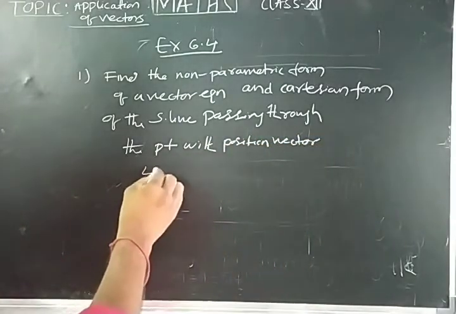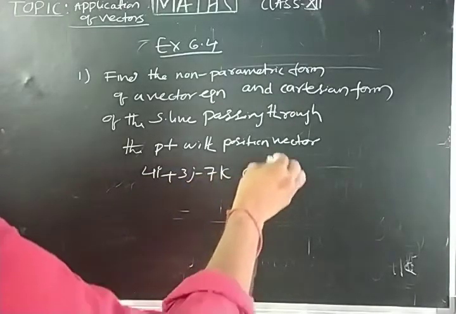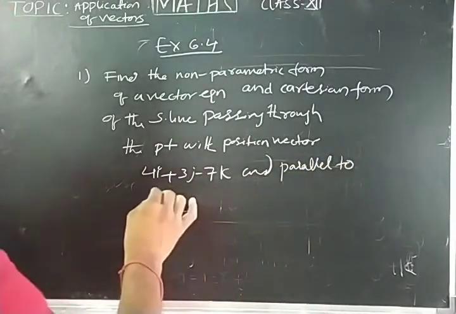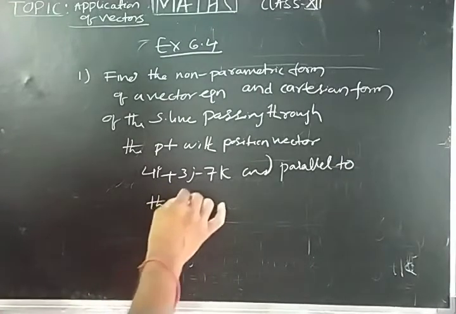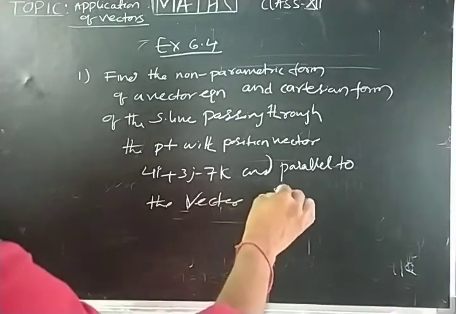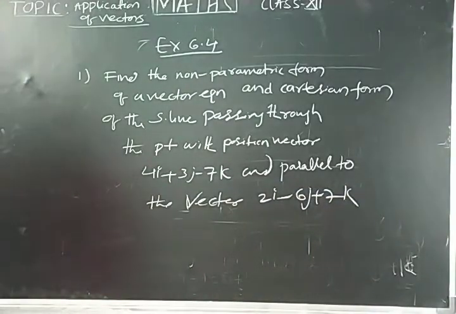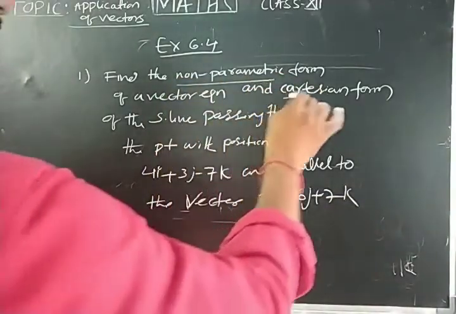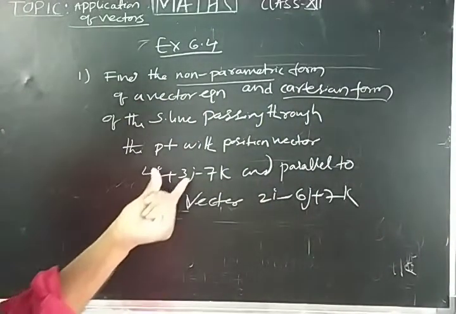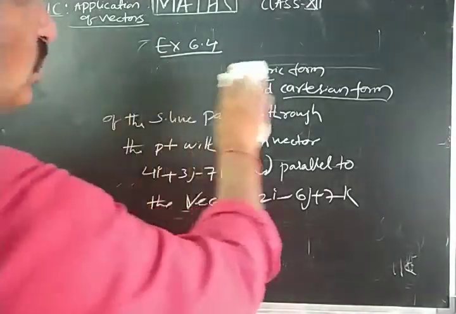Position vector 4i plus 3j minus 7k and parallel to b bar, parallel to the vector 2i minus 6j plus 7k. So which forms are we finding? Non-parametric form and Cartesian form. Only two forms we are finding the equations. And here the straight line is passing through a single point and parallel to this vector. Okay, right. Let us do this problem.